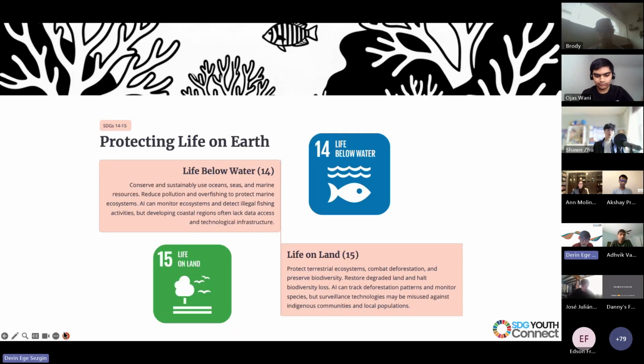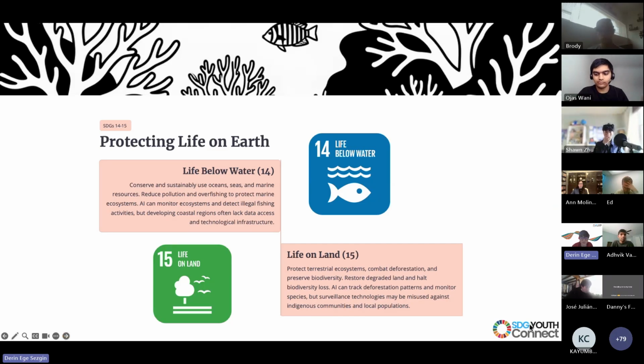SDGs 14 and 15. So, protecting life on Earth. First, life below water, or SDG 14, and that is conserving and sustainably using oceans, seas, and marine resources. Reducing pollution and overfishing to protect marine ecosystems. AI can monitor ecosystems and detect illegal fishing activities, but developing coastal regions often lack data access and technological infrastructure. Yet another reason, the reason of the digital divide having a large effect on these SDGs.